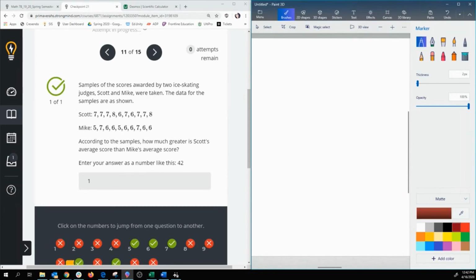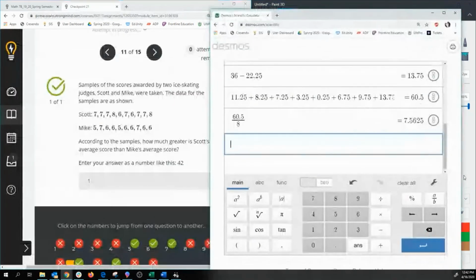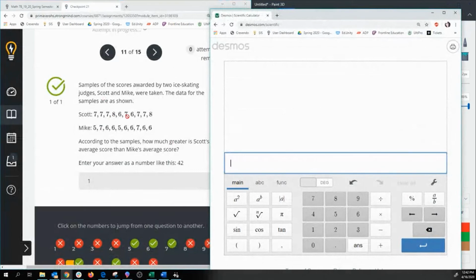Samples of the scores awarded by 2 ice skating judges, Scott and Mike, were taken. The data for the samples are shown. So these are Scott's scores and these are Mike's. According to the samples, how much greater is Scott's average than Mike's score? So here we are just asked to find the average of both of them and then figure out the difference.